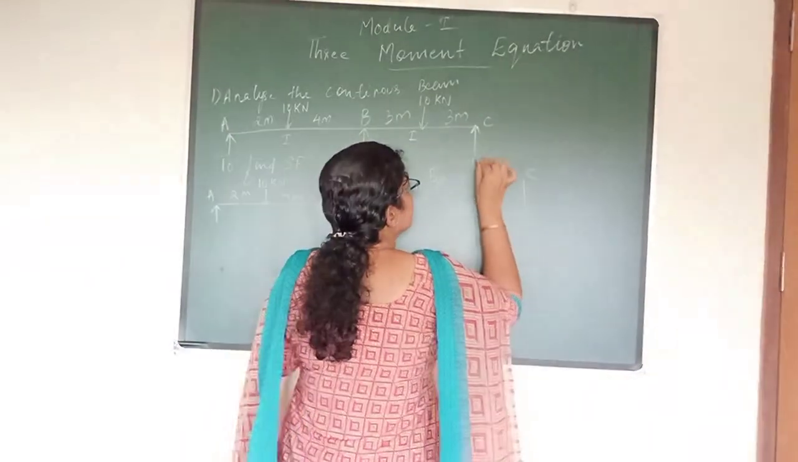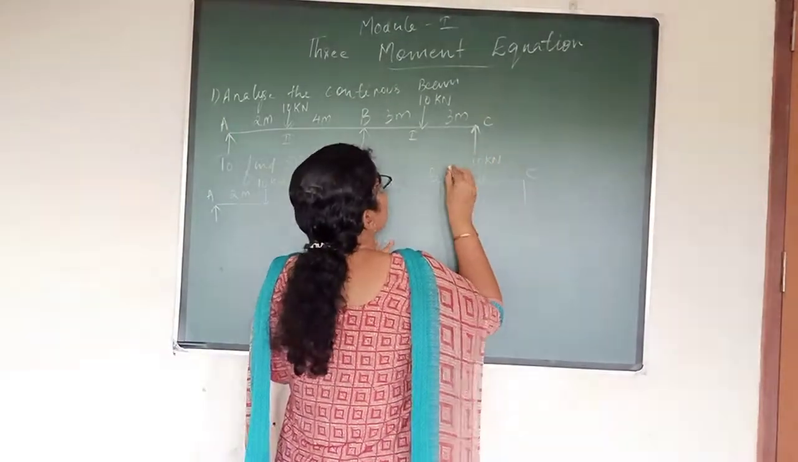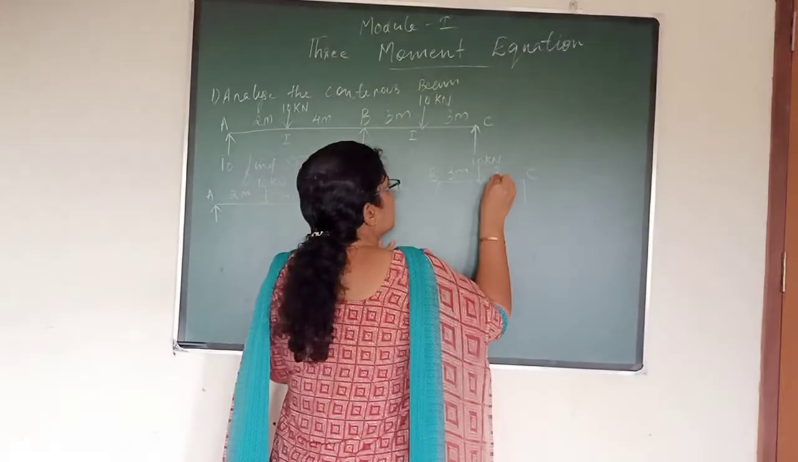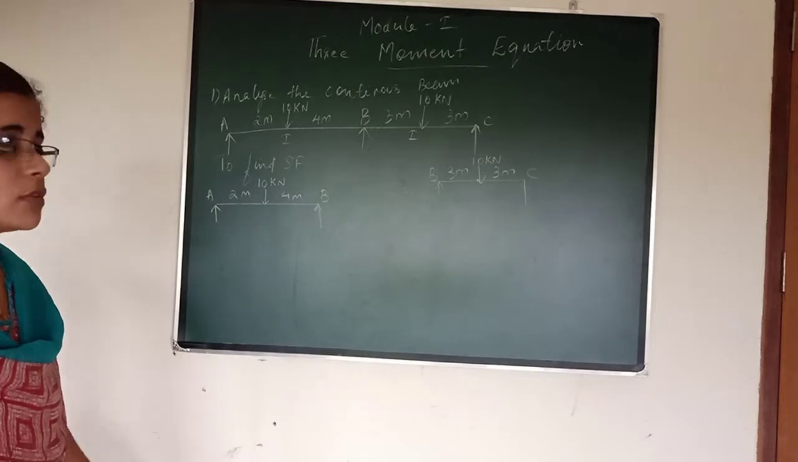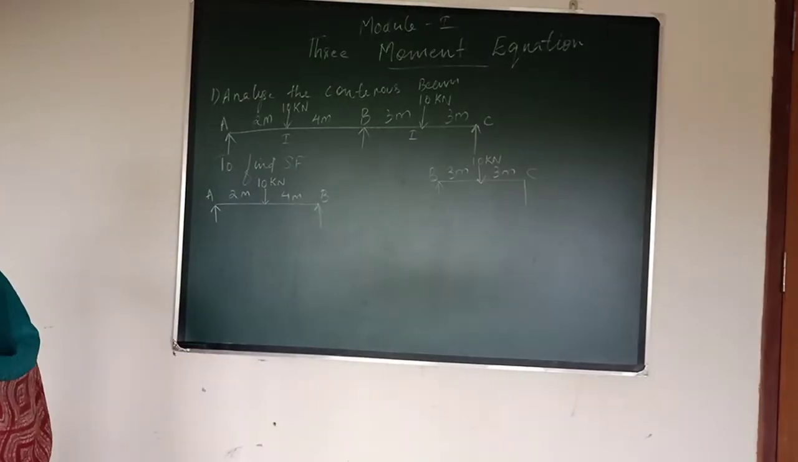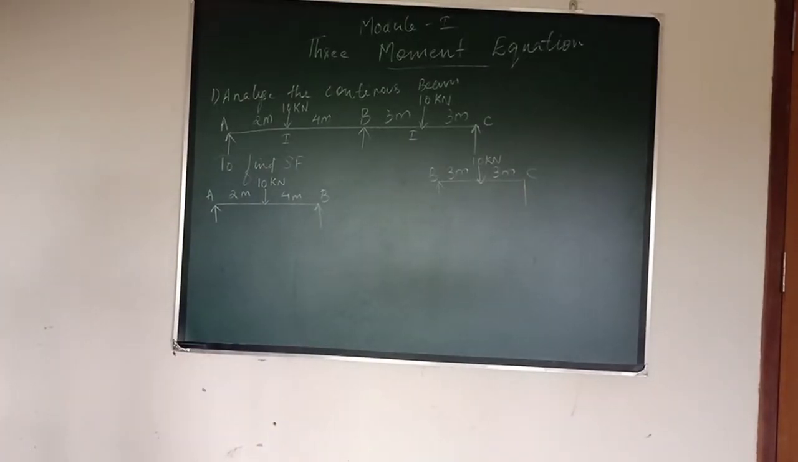Here it is 10 kilonewton, 3 meter and 3 meter. So for finding the shear force value, first we need to split the beams as shown. Each beam should be split as shown. Then the reaction values are calculated corresponding to the loading given.